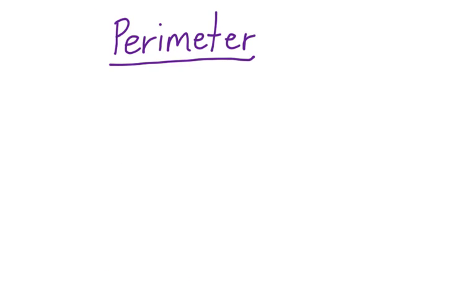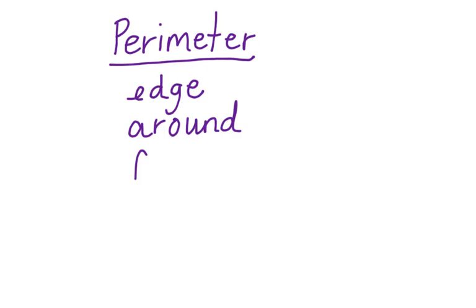Let's think about perimeter. When you think about perimeter, you can think about the edge, or around a figure, or sometimes things like fencing. Whenever you hear those types of words, you can know that you're talking about the measurement of the perimeter or the edge around a figure.